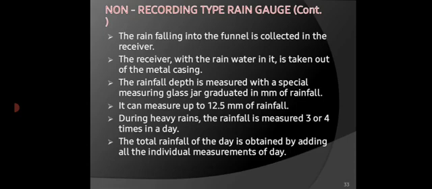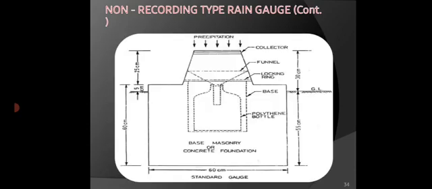Now, during heavy rainfall, what happens? During heavy rainfall, the rainfall is measured 3 to 4 times in a day, and the total rainfall of the day is obtained by adding all the individual measurements of the day. So this is the non-recording type rain gauge.